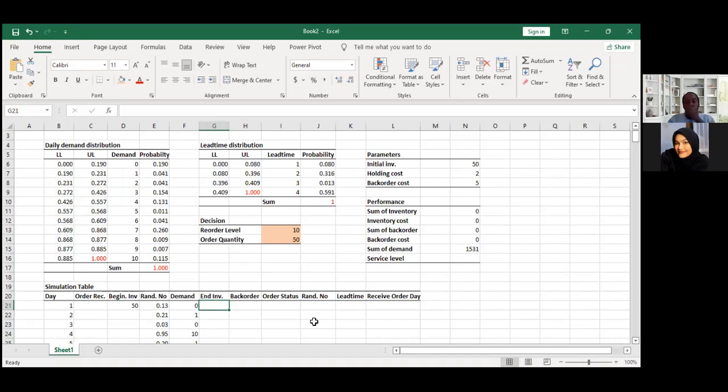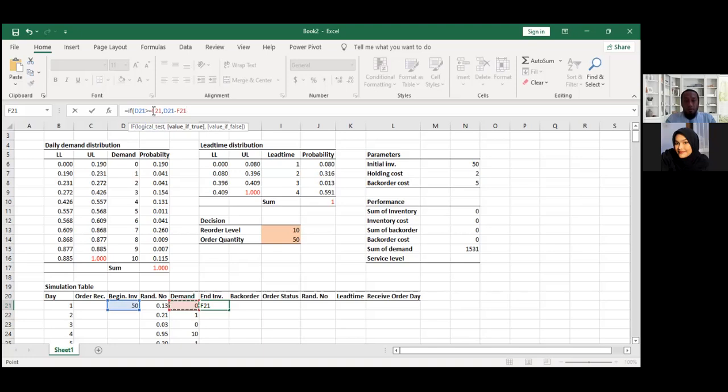Then after that, we can try to calculate the ending inventory. Here equals IF the beginning stock is greater than or equal to the demand, then the inventory will be the beginning inventory minus the demand. Greater than or equal to, not just equal to. And if no, then it will be 0.